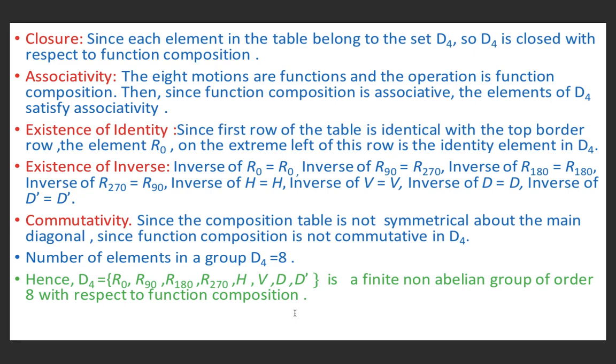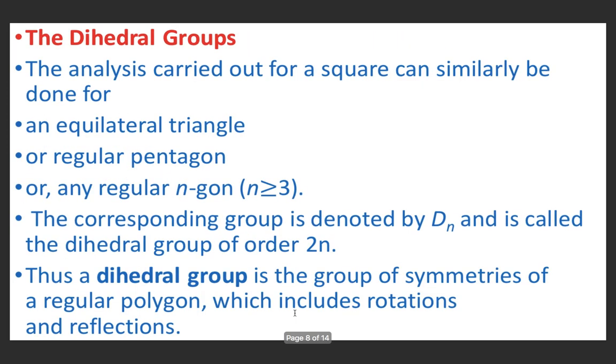So we have seen that we can create a group by any geometric shape by looking at the symmetry of the shape. Similarly, we can discuss many dihedral groups. We can discuss it for an equilateral triangle, any regular pentagon or any regular n-gon. The corresponding group is denoted by Dn and it is called a dihedral group of order 2n. Thus, a dihedral group is the group of symmetries of a regular polygon which includes rotations and reflections.